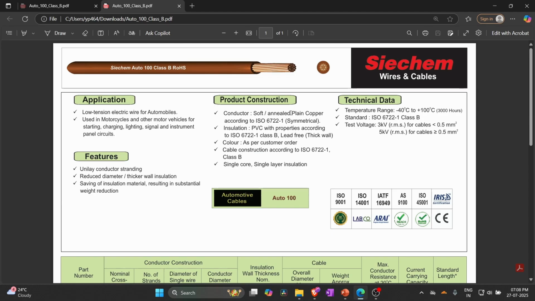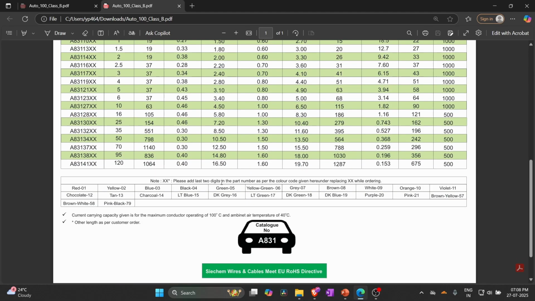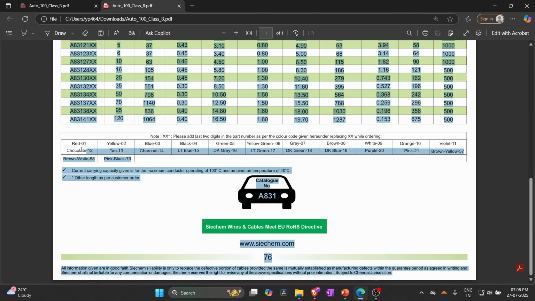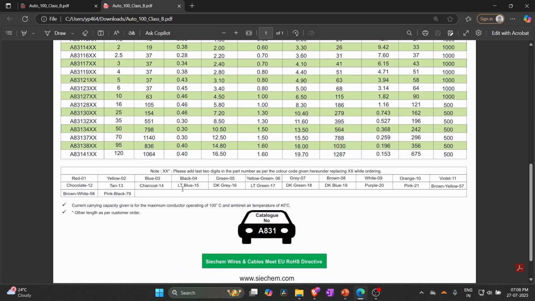So construction is: conductor classification is soft annealed plain copper. This is the type of copper, and the insulation material is PVC. PVC is the material which is used for the covering insulation. The color here is given as per customer order, which is given below, and we will discuss it later.